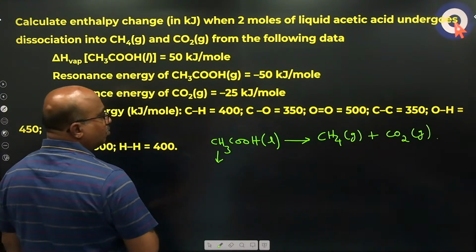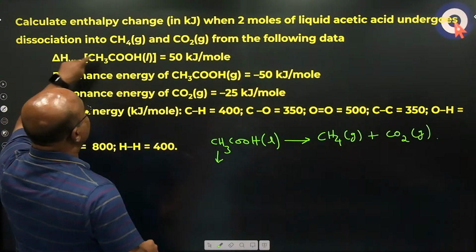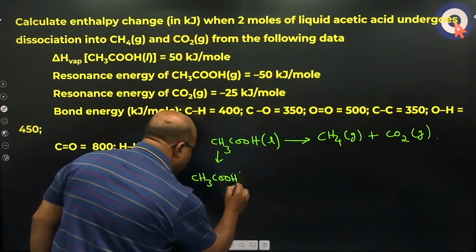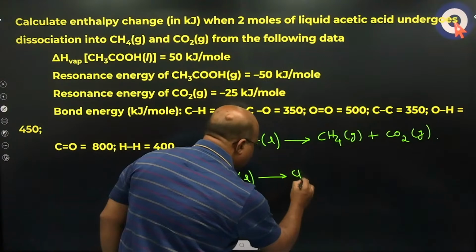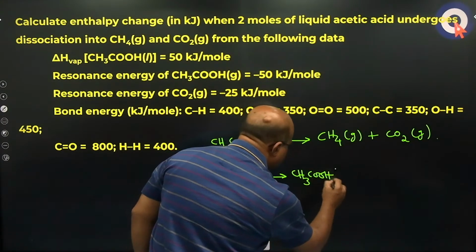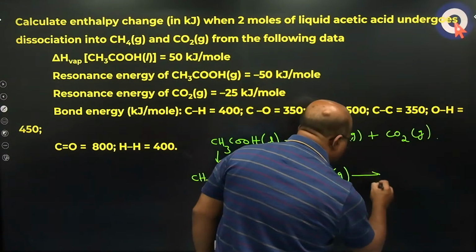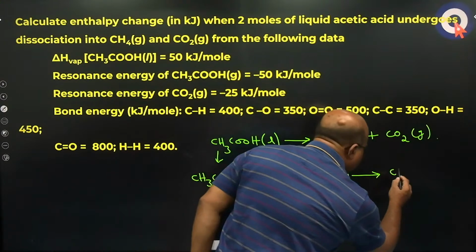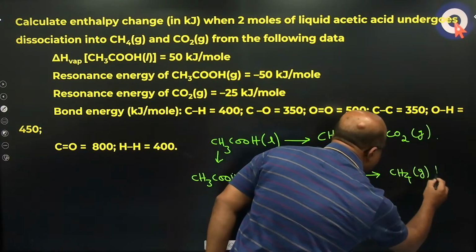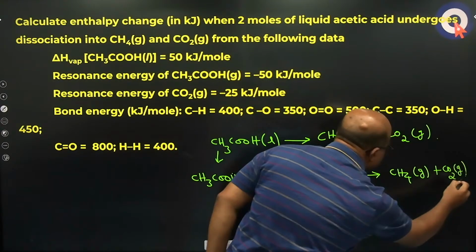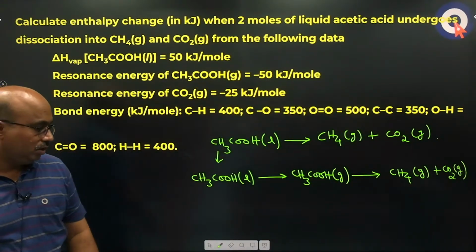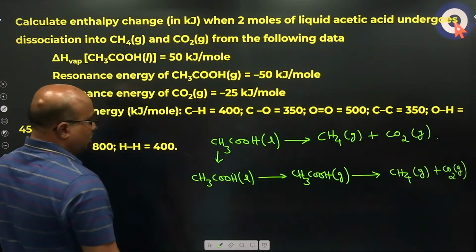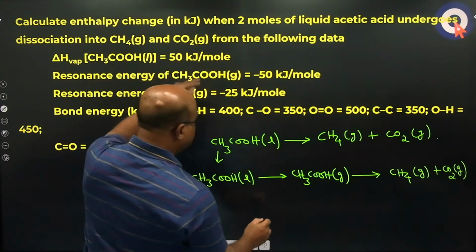The total enthalpy change of this process includes the enthalpy of vaporization, because you have to convert liquid acetic acid first into gaseous acetic acid, then only it undergoes decomposition, where the bonds are cleaving and forming, so that it is converting into CH4 gas plus CO2 gas. Clear? So this process enthalpy change we know, that it is 50.